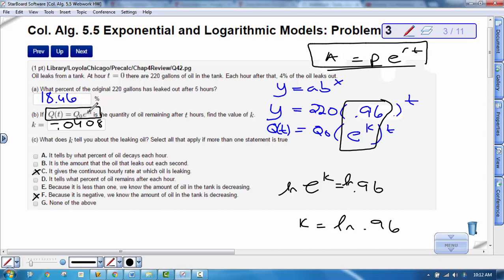And so what that means then is I usually use R instead of K. I don't know why they use K, but that R, in our case, was negative 0.04. It means continually it's decreasing if you do continuous compounding at a rate of about 4%. And so it's the continuous hourly rate at which the oil is leaking. And because it's negative, we know that it's decreasing as well. If it's positive, it means it's going to be increasing. If it's negative, it's going to be decreasing.